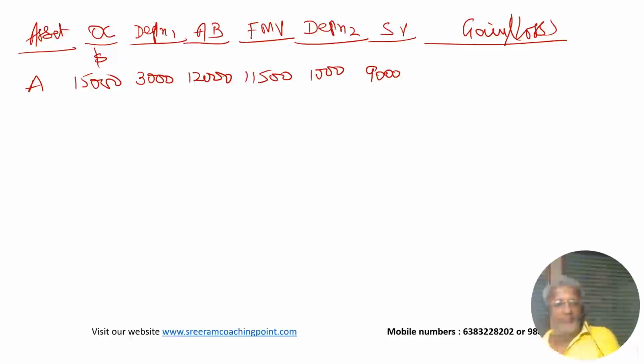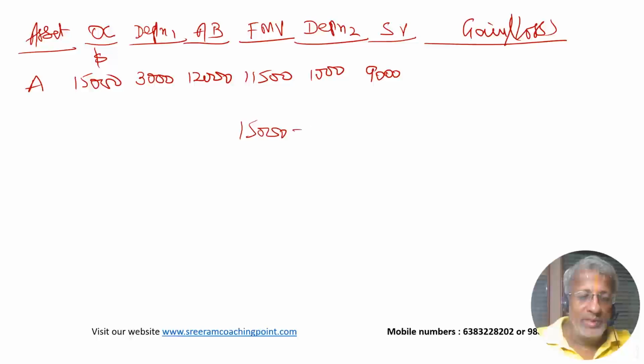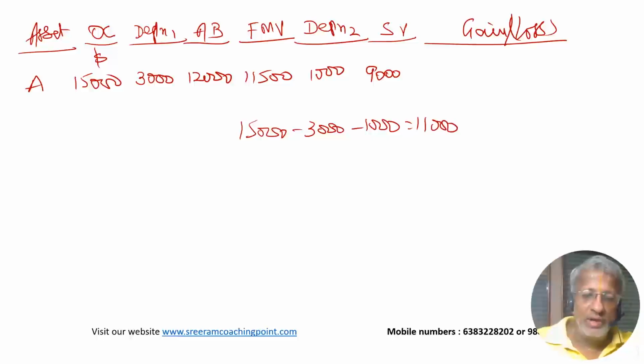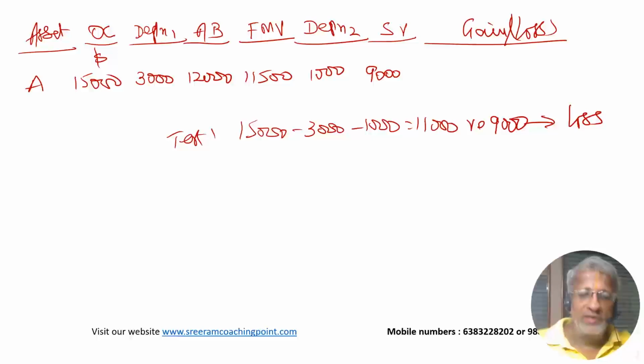Now in case of test number 1, we understand that it is 15,000 minus 3,000 minus 1,000. So the adjusted basis on the date of sale is 11,000. This has to be compared with 9,000, which results in a loss. So this is test number 1, resulting in a loss.